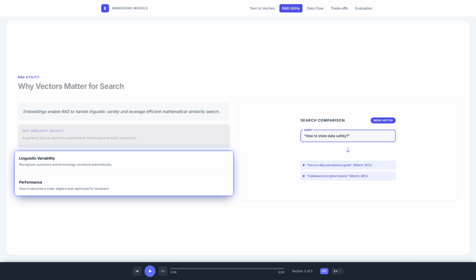First, it handles all sorts of language variations really well. Synonyms, paraphrasing, different terms, they all end up close in the vector space. Second, it opens the door to using other types of data, like images, in the future, by representing them in that same space. And finally, it turns a really complex text matching problem into a much simpler, efficient math problem.